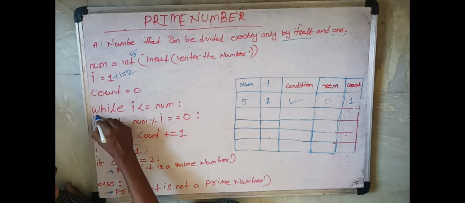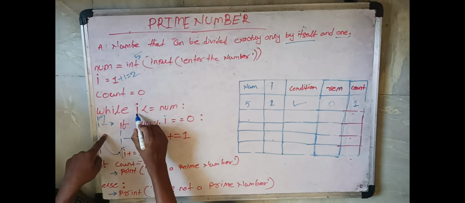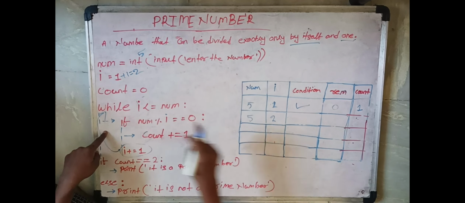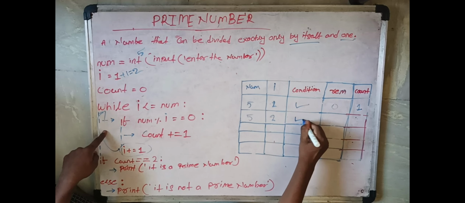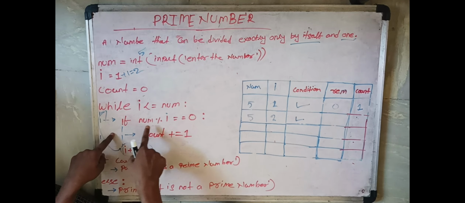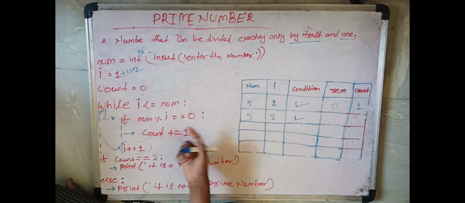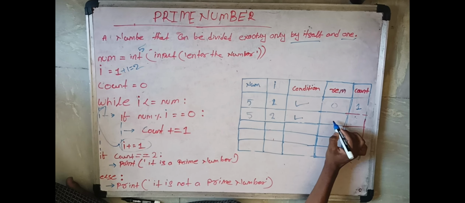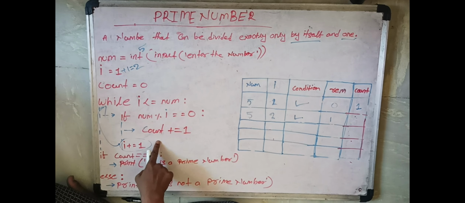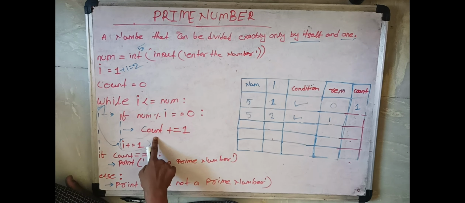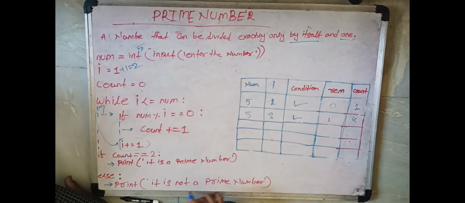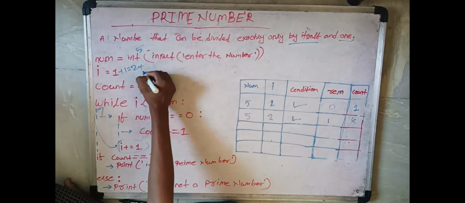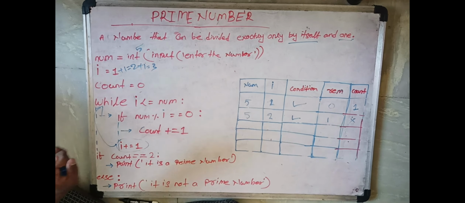Then it goes back to the same loop statement. Then check i less than or equal to num. This condition is true, which means i value is 2. If the condition is true, then it will check the if statement block: num modulus i equal to 0. But in this case, the condition is false. The remainder is 1, so that's why the condition is false. Then it does not count the value. Then my update is i plus 1, which means i value is 3.